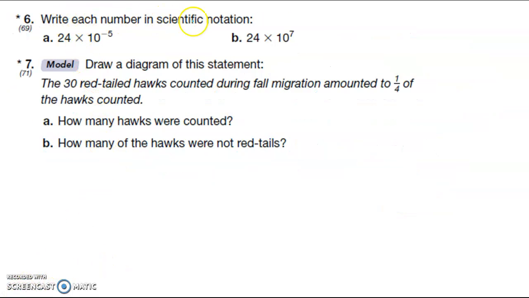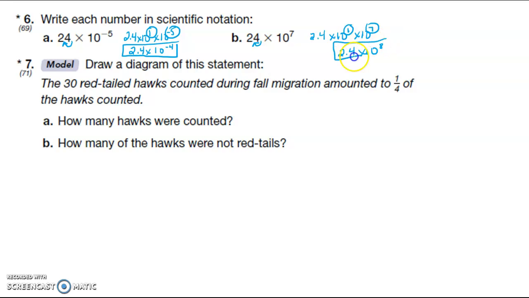All right, write each number in scientific notation. Right now they're not in scientific notation, so I have to move the imaginary decimal point from here to here. So that's 2.4 times 10 to the 1 times 10 to the negative 5. I'm going to add these two exponents. That makes this 2.4 times 10 to the negative 4. And then here, same thing, I'm going to move this here, so that's 2.4 times 10 to the 1 times 10 to the 7. I'm going to add these two exponents, times 10 to the 8.